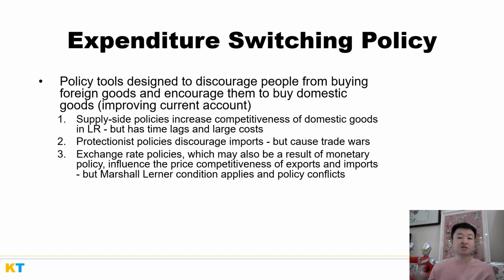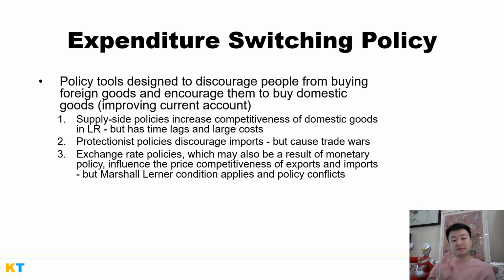Number two, protectionist policies. So protectionist policies like tariffs or quotas discourage imports, but we fear that other countries might retaliate and we might cause a trade war as a result.